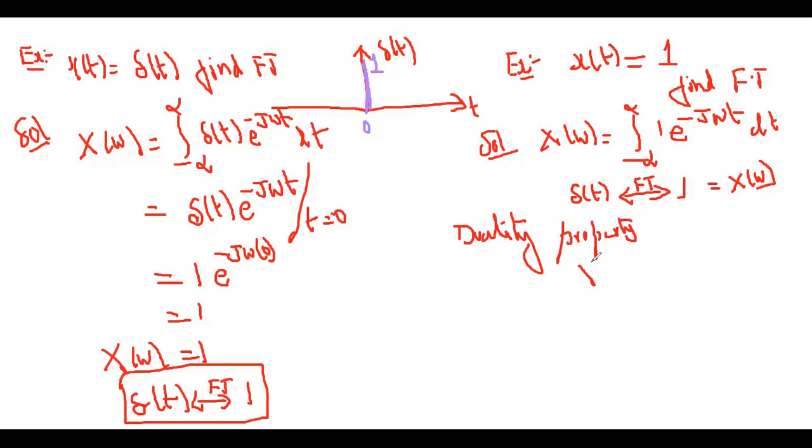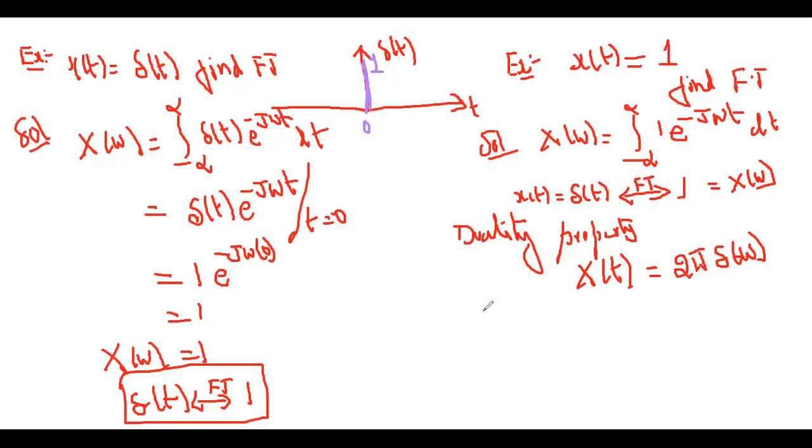what is the duality property saying? That capital X of t is equal to 2 pi into delta of minus omega. When the time function x of t is a delta function, the frequency function is 1. In the duality property, omega changes to t and t changes to omega. So x of omega is equal to 1 here, and x of t is equal to delta of t.